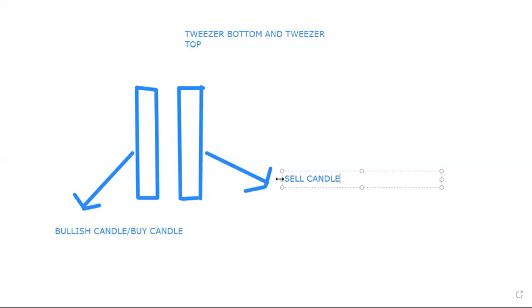If it occurs around the resistance zone in an uptrend, a seller came into the market and pushed the prices lower than the opening price of the bullish candle.